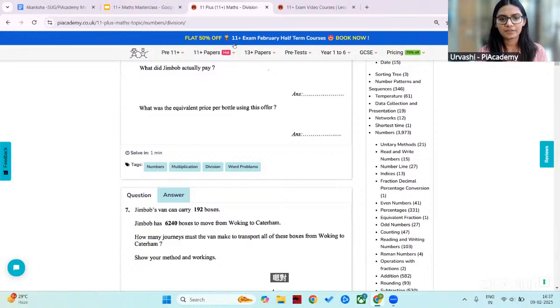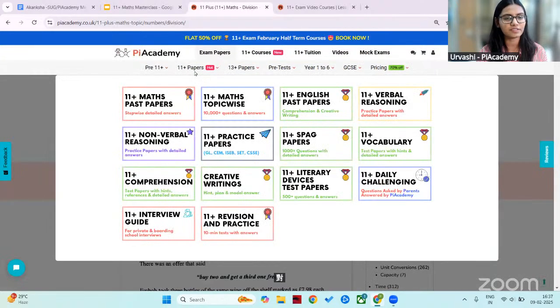Do you have different papers for different schools? So Sasha has asked the question. Once you hover on the 11 plus papers, you would see that we have different kinds of papers. 11 plus maths past papers, 11 plus English past papers. We do have non-verbal reasoning, SPAG papers, vocabulary, comprehension, creative writing, literary devices. All these papers are there. Apart from that, we do have the packs for all the board specific papers and packs. If you go to the practice papers, you would be able to see all the papers from there.